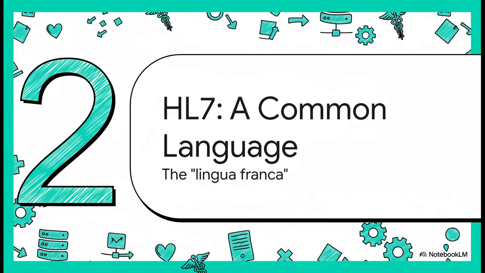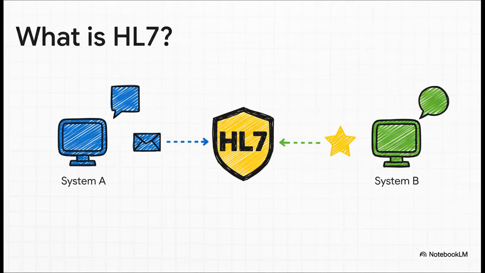And that brings us to the first major attempt to solve this meaning problem, an organization called Health Level 7, or, as we all know it, HL7. So, what's the deal with HL7? For your exam, you gotta remember this. It's a nonprofit organization that decided to create a common language, a lingua franca, for healthcare. The big idea was that a system from Company A could send a patient admission notice, and a totally different system from Company B could understand it right out of the box. It was a massive step forward.